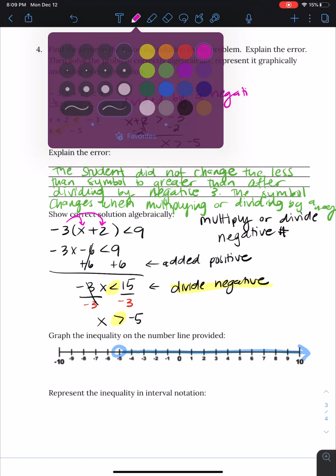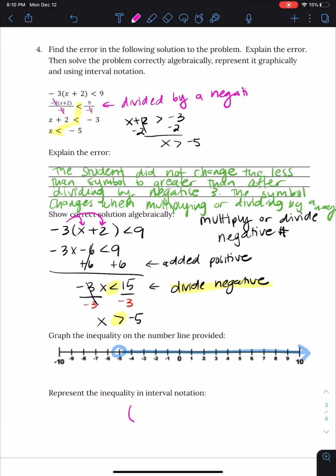So in interval notation, we would write this as open parenthesis -5, comma, infinity. And infinity always gets an open parenthesis. So this is because we had an open parenthesis, and here we have an open circle. And that is because it does not include -5.